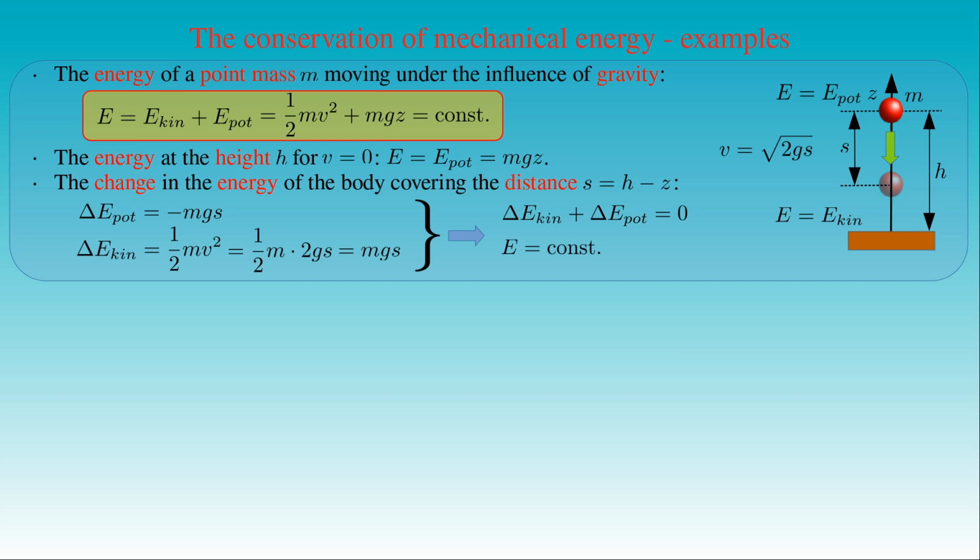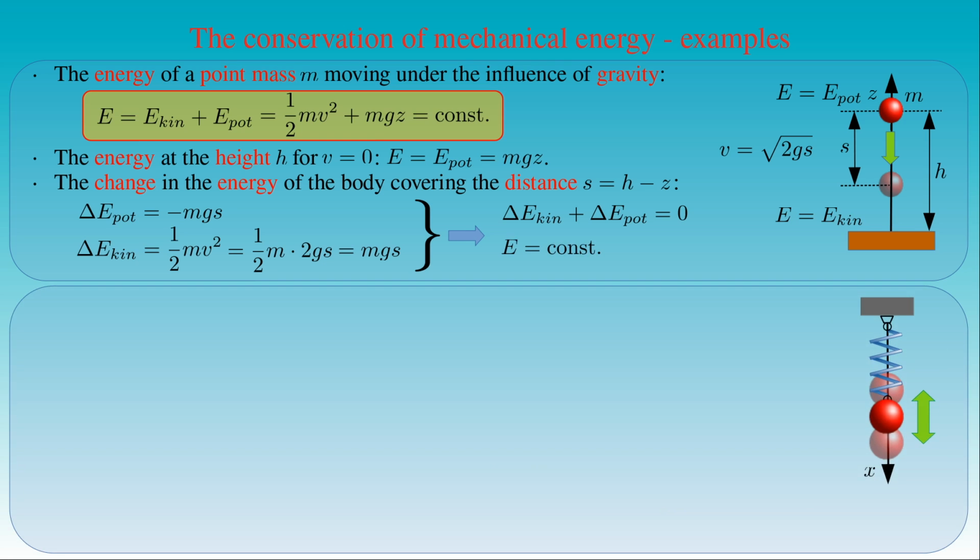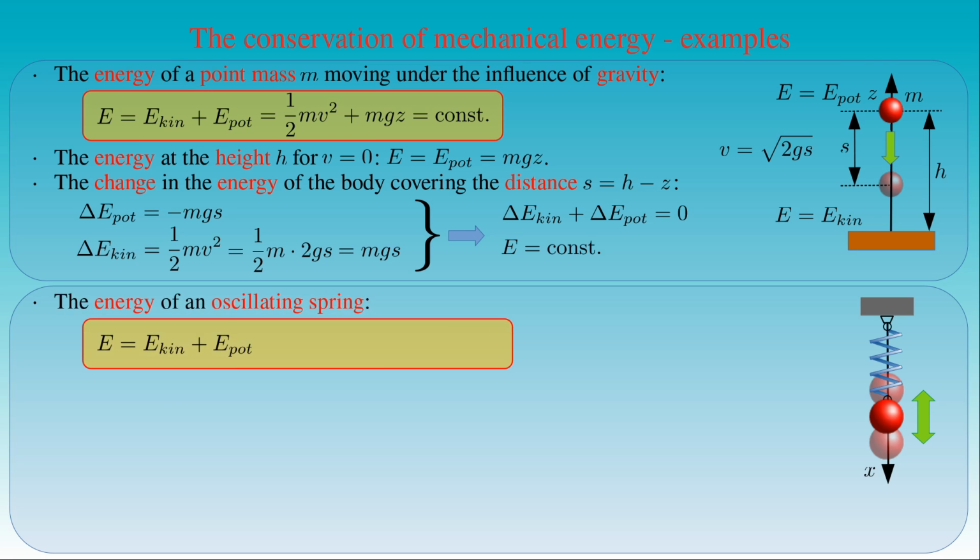The second example is a point mass attached to a spring, which performs a simple harmonic motion if we stretch the spring and we release it. The energy of the oscillating point mass m, that is the sum of its kinetic energy and its potential energy, is given by 1 over 2 times the mass m times the square of its instantaneous speed v, plus 1 over 2 times the spring constant k times the square of the instantaneous displacement x of the point mass. The law of conservation of mechanical energy states that this sum remains constant during the oscillation.